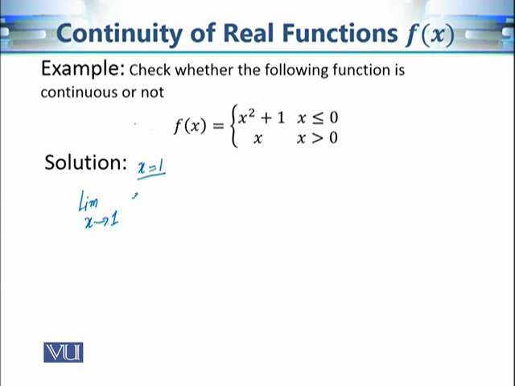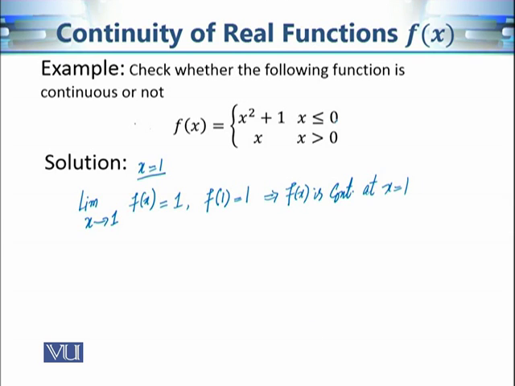So the limit of the function is basically equal to 1, and we can also see that f of 1 is also equal to 1. And since the limiting value is equal to the functional value, we can say that this function f of x is continuous at the point x is equal to 1.